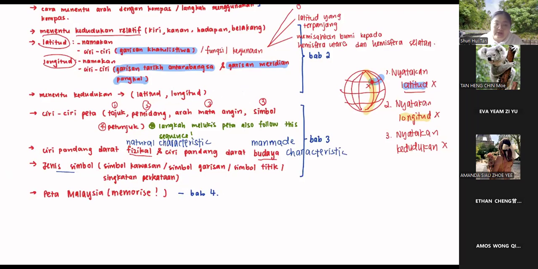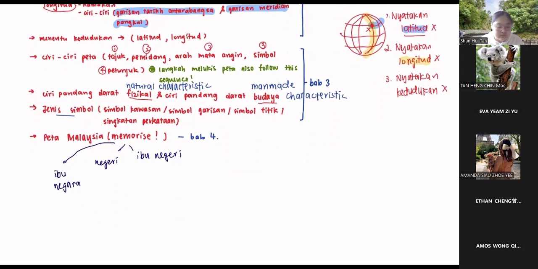But chapter 4, you have nothing to escape. You have to memorize and make sure you are very clear on which one is negeri and which one is ibu negeri. And of course, make sure you know what ibu negara is. So if they ask what is the ibu negara for our country? Kuala Lumpur. And in the exam, try no short forms, write everything in full: Kuala Lumpur.